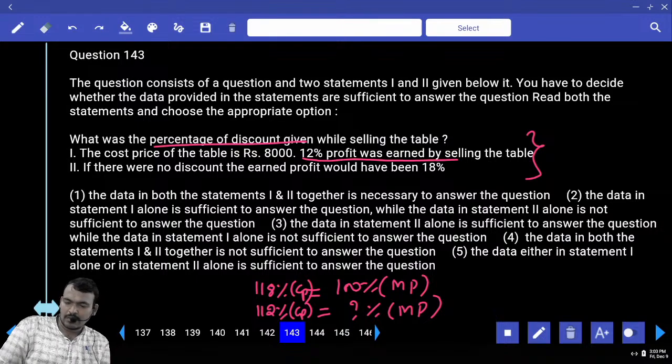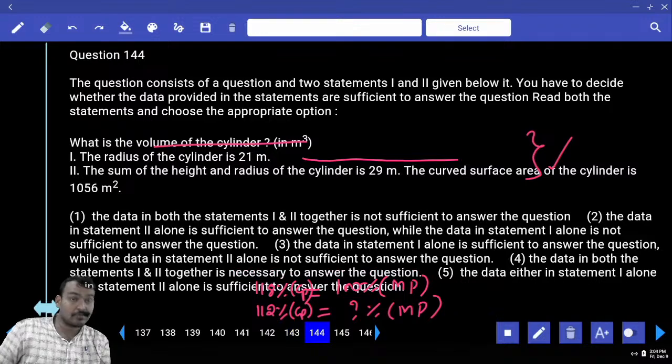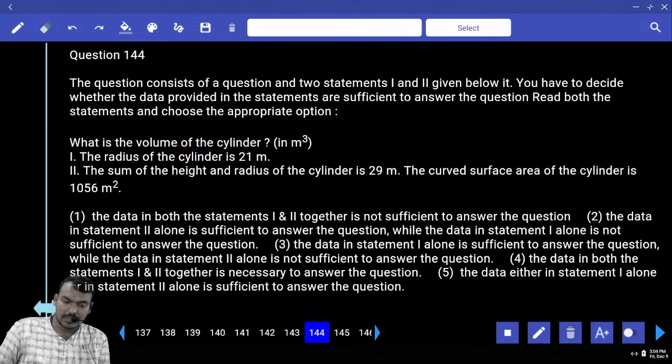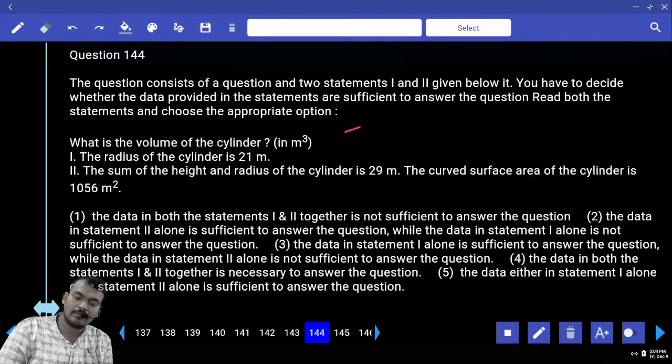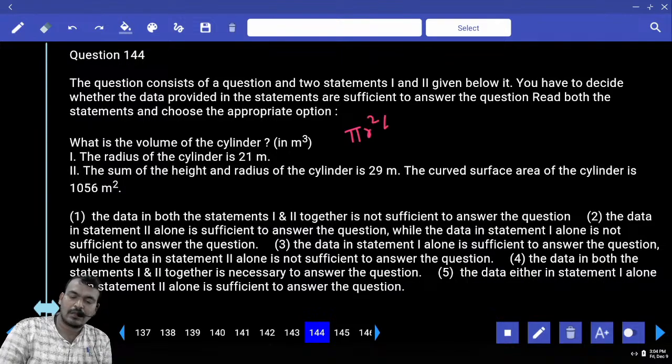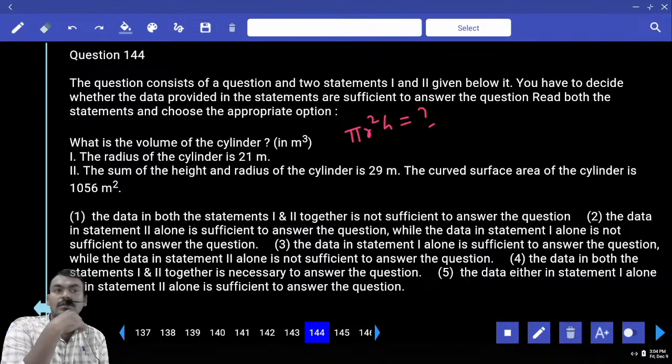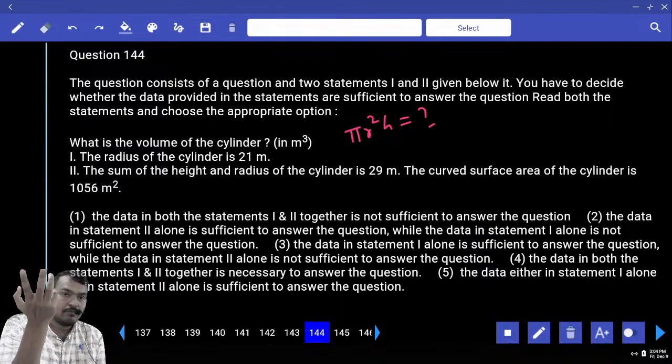Next question, number 144. What is the volume of a cylinder? What is the cylinder volume formula? Pi r square h. How many unknowns are there? We require which ones? The r value and also the h value.